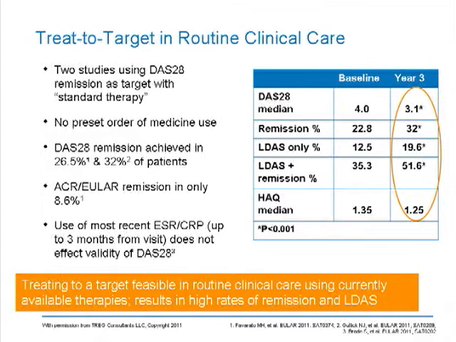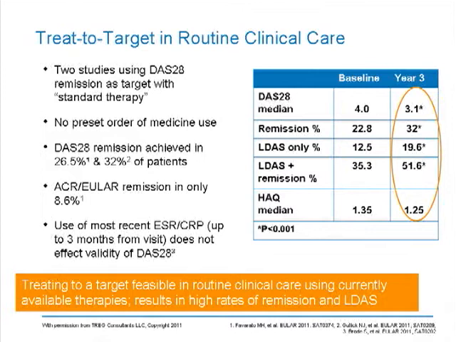No preset order of medicine use. And what was found was that approximately a third of patients were able to achieve DAS 28 remission. ACR EULAR remission was much lower. It was less than 10%, which is consistent with what I've shown you previously. And what they also showed was that the use of the most recent ESR-CRP up to 3 months prior to the visit did not affect the validity of the DAS 28.